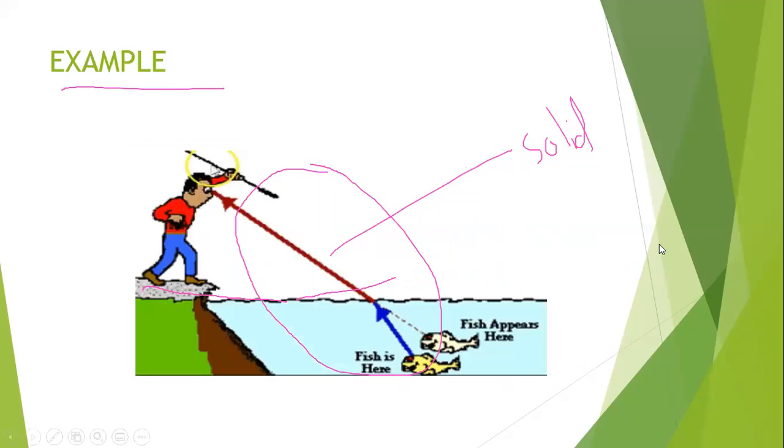Next, before discussing the next way light travels, here you can see an example of refraction from real life. This person is trying to catch the fish, but he cannot because the fish is present here in the water. Due to refraction of light, he will see the fish at this position because of the bending of the light.